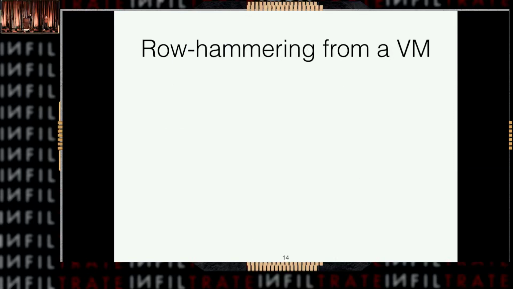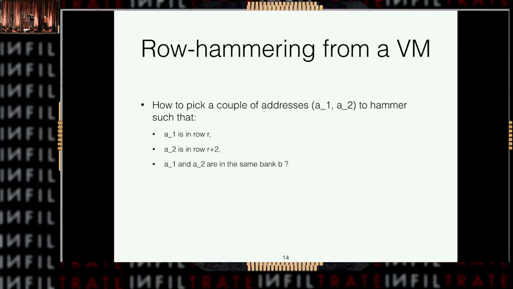Okay, now we are ready to row hammer from a virtual machine. Row hammering requires selecting a pair of addresses that belong to the same bank. Assuming we know the underlying physical mapping, how can we select a pair of addresses that map to the same bank but to different rows? And the fact that we are row hammering from a virtual machine limits the available options.